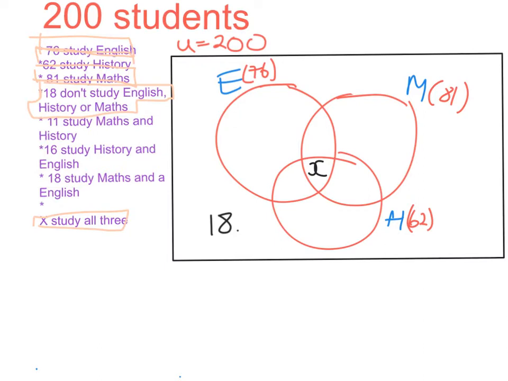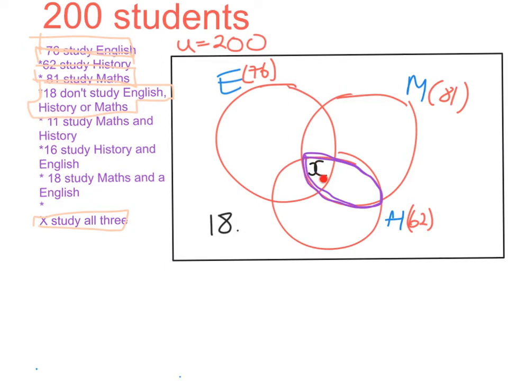Okay, once that's done now, I can go on a little bit more. The next piece of information I'm told, they're all quite similar, so it doesn't really matter where I start now. It says 11 studied maths and history. So if I look at maths and history, this would be the people who study both of those, and I'll put it in purple. So that is the area there that study maths and history. So these people study maths, history only, and these people study maths, history and English. So this whole area here should add up to 11.